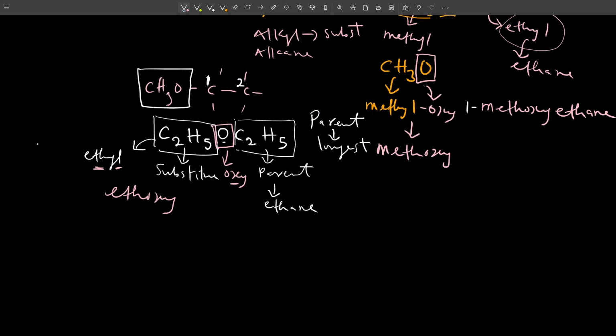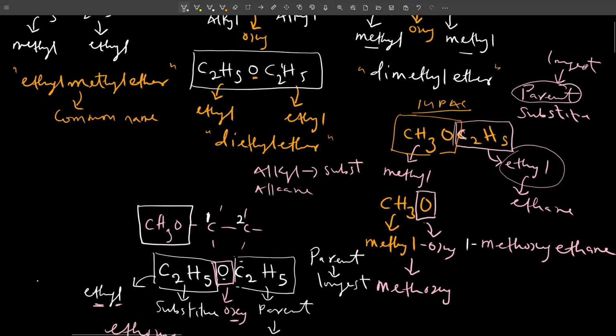So the name of this compound, obviously, is diethyl ether. We can call this ethoxyethane. And also don't forget that the ethoxy is a substituent and is attached to the first carbon here. So then we call this 1-ethoxyethane.